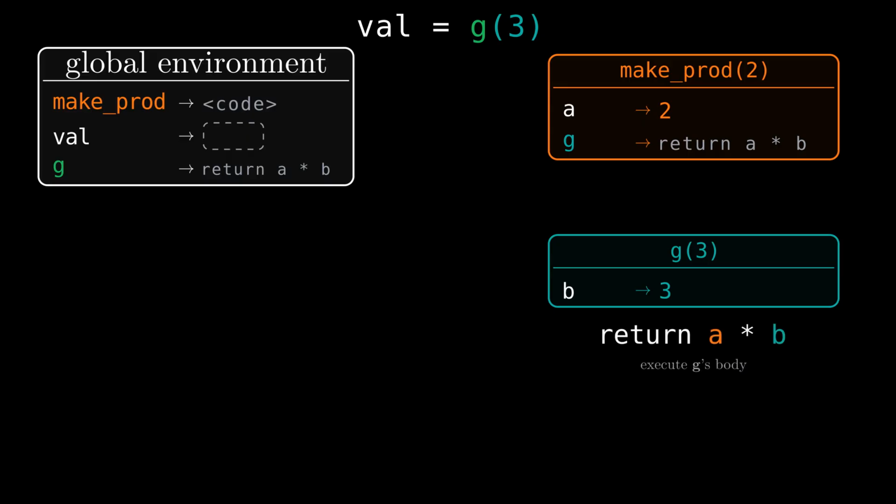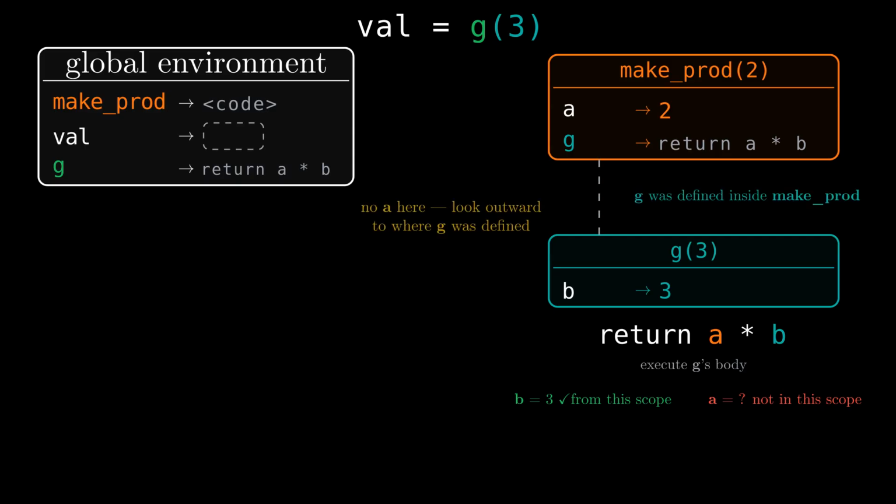So inside this box, b is 3. Then execute g's body, return a times b. Python needs two values. It knows b because the caller just passed it, so b is 3. But what is a? Look inside g's own scope and there is no a there, only b. Think back to our lecture on functions. When a function cannot find a name in its own environment, it looks outward to the enclosing scope where that function was defined, not to whoever happened to call it.